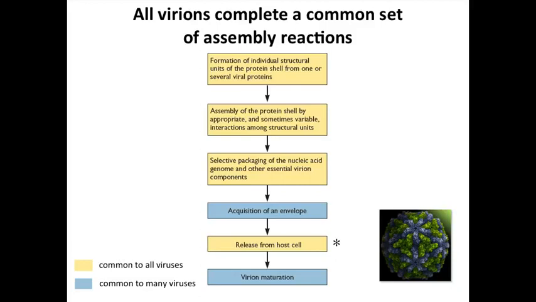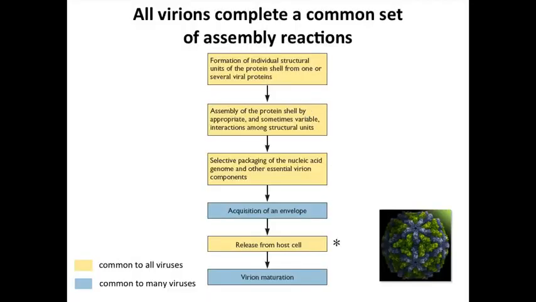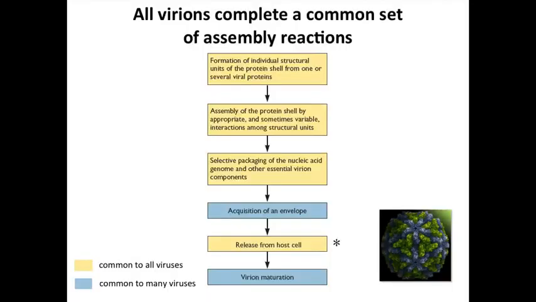Many of them are in common. The yellow ones on this slide are in common to all viruses. For example, you have to make all the individual structural units from viral proteins. The viral proteins assemble into structural units. You make a shell in some cases, but in some cases during budding you're not really making a shell till later, so this is not always the right order. You have to get nucleic acids into the particle, right? This is an important part of virus assembly. If you can't put nucleic acids in there, the infection will not spread to the next cell, obviously.